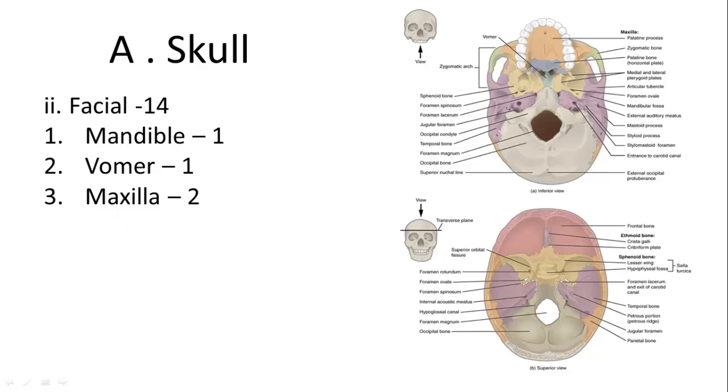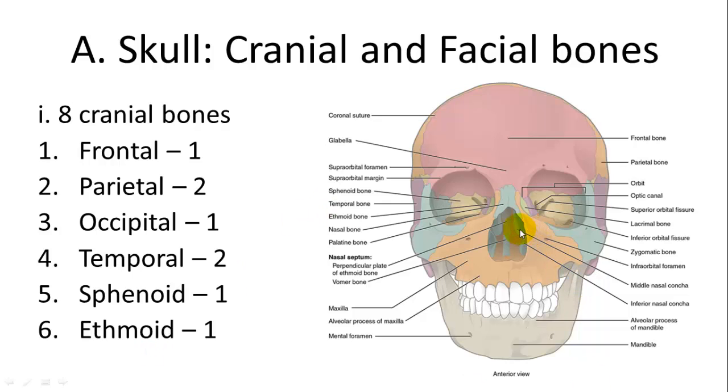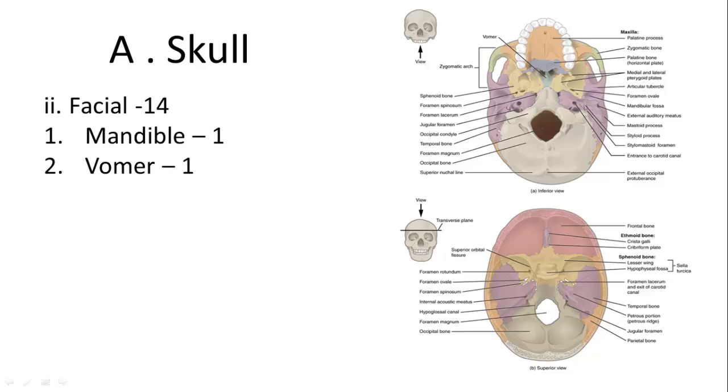And let me go back so I can show you some of those. All right, on the front here, you can see the nasal concha on the inside. Here's the nasal bone. Here's the lacrimal bone right here. The maxilla and our zygomatic bone here. Okay, so those are the bones of the skull.